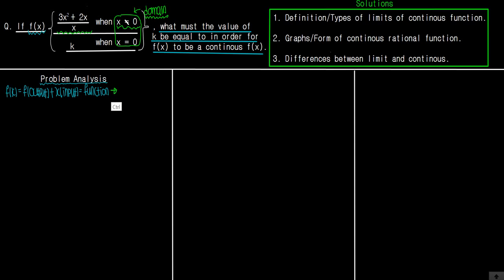The first case, where x is not equal to 0, is the general case of our function. If we write it down, it will be 3x squared plus 2x over x. And as we have talked about in a lot of videos, this is f of x, which shows that it is a specific function. But this is a function that is formed by a specific fraction.